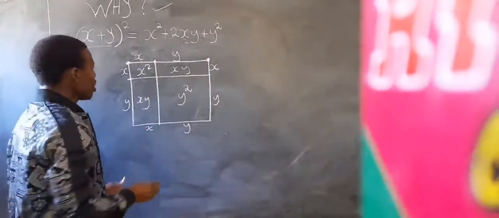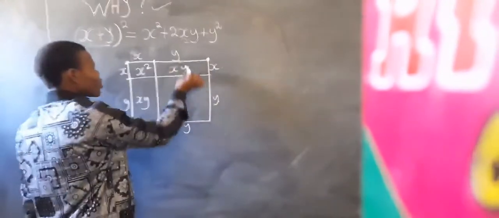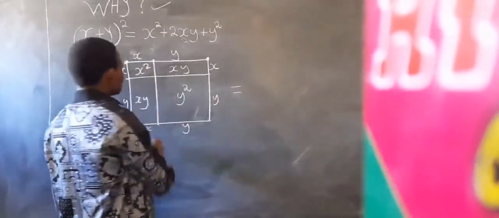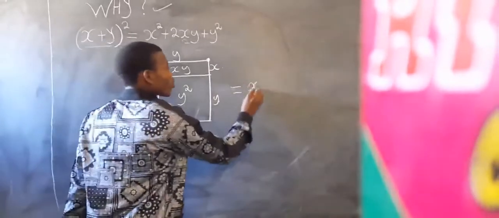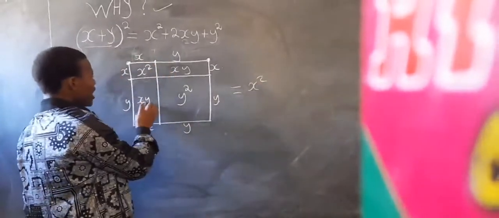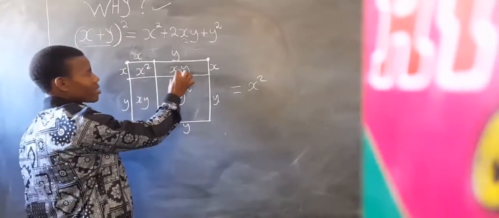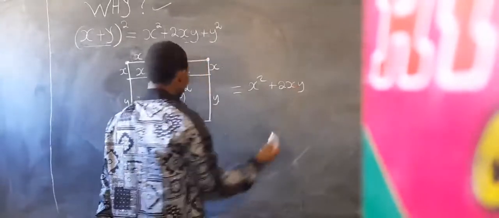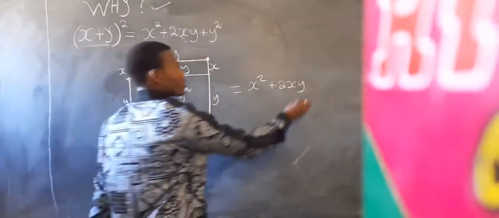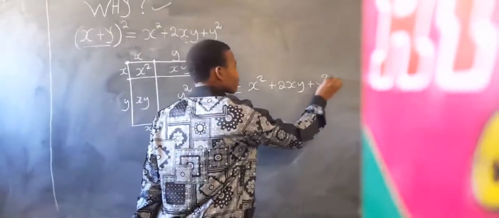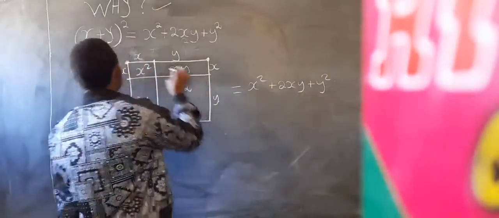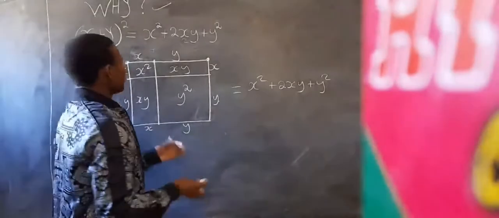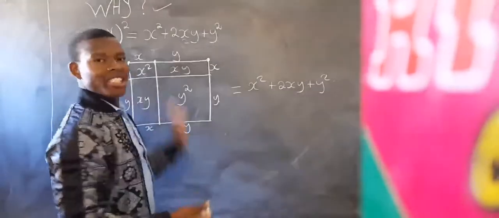So basically, the area of the whole square is going to be equal to x squared, then x times y plus x times y, which is just 2xy, then this is y squared. So this thing is from this square. But the idea is that it is an algebra now.